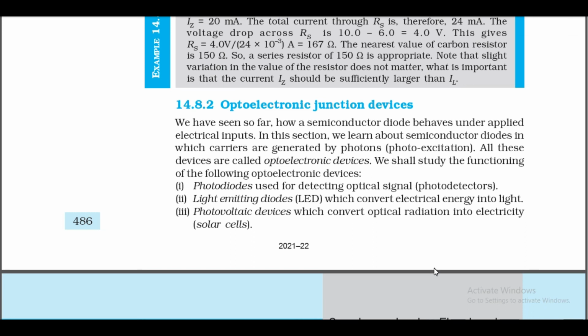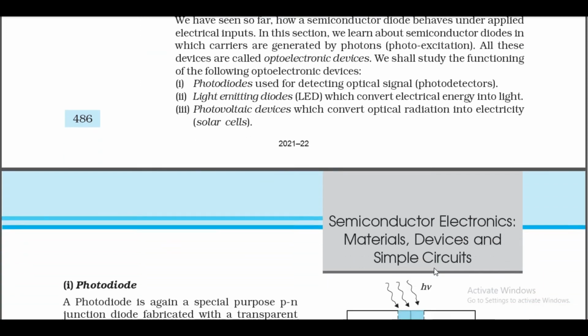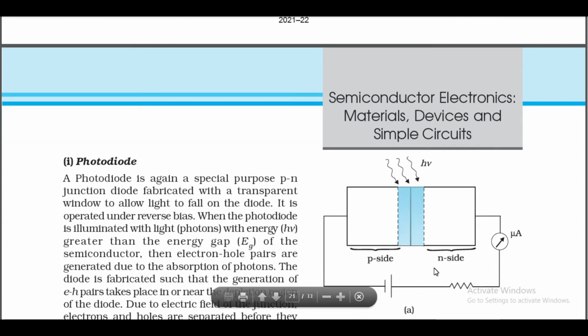First, photodiodes used for detecting optical signals, photodetectors. Second, light emitting diodes, LED, which convert electrical energy into light. Third, photovoltaic devices which convert optical radiation into electricity, solar cells. First, photodiode. A photodiode is again a special purpose pn junction diode fabricated with a transparent window to allow light to fall on the diode.